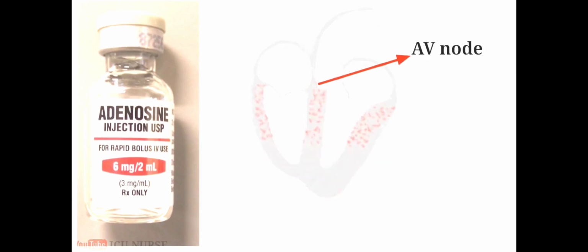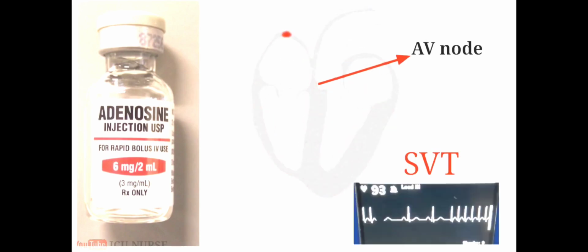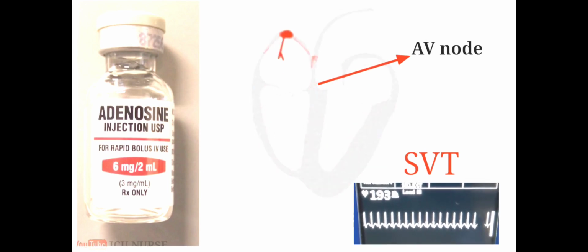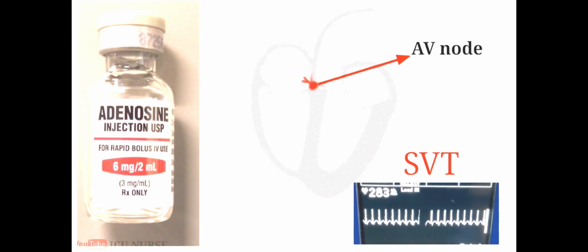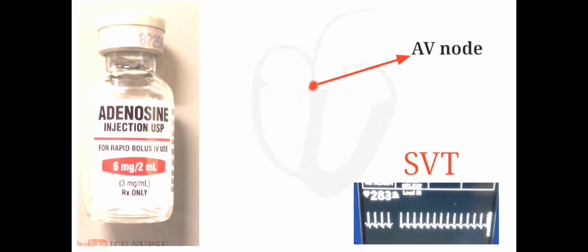Injection adenosine slows conduction time through the AV node, can interrupt the re-entry pathways through the AV node, and can restore normal sinus rhythm in patients with paroxysmal supraventricular tachycardia (PSVT), including PSVT associated with Wolff-Parkinson-White syndrome.